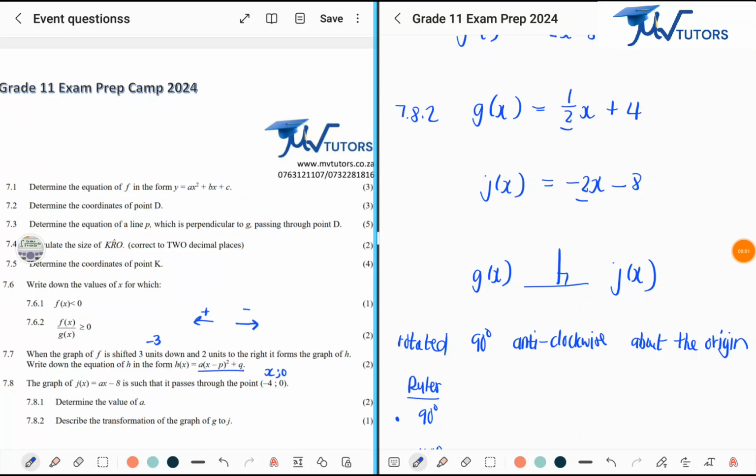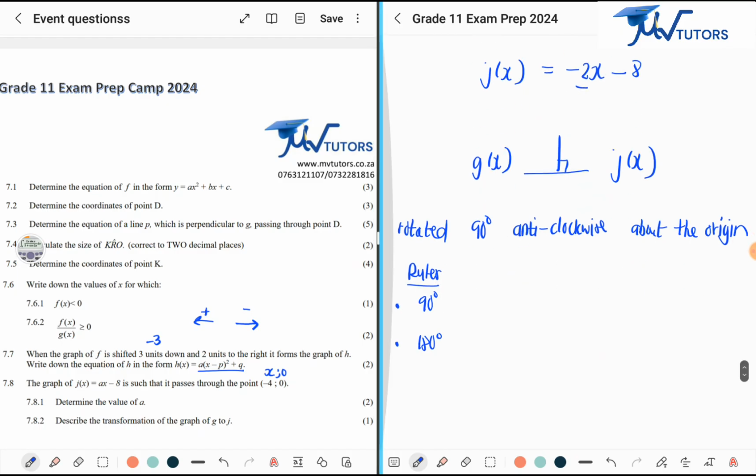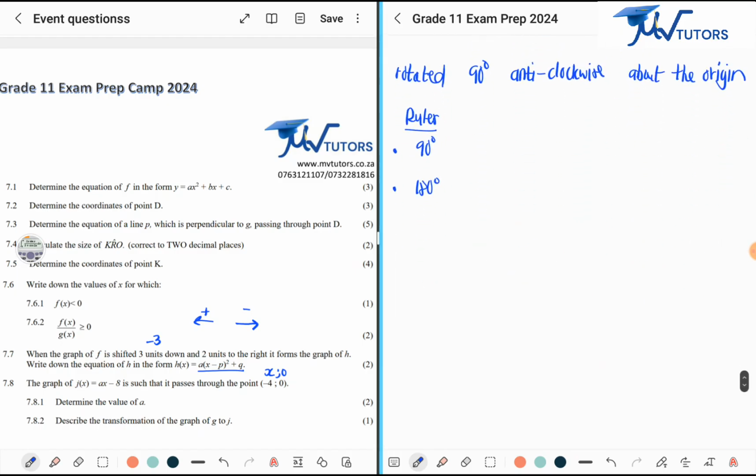Morning, grade 11s. I just thought of going through some of the rules about rotation, just in case they ask you. Okay, I'll just add to it also with 270 degrees. I know this was just 1 mark, but let's rather prepare just in case.